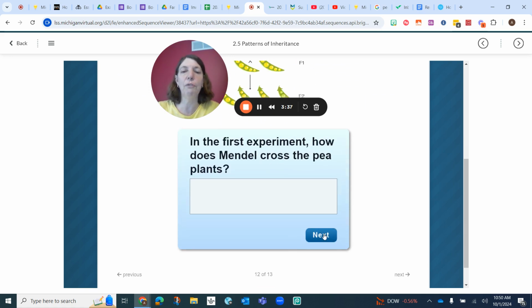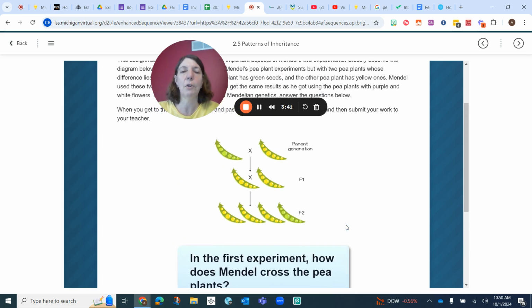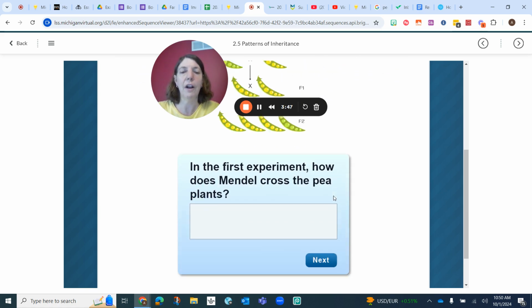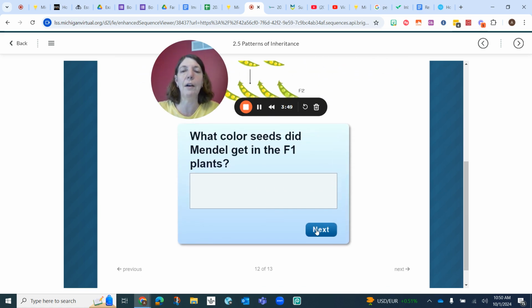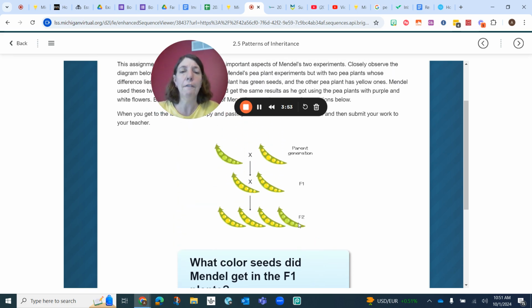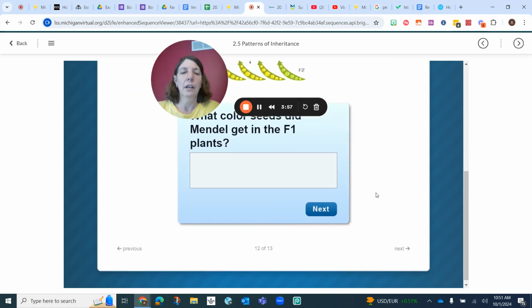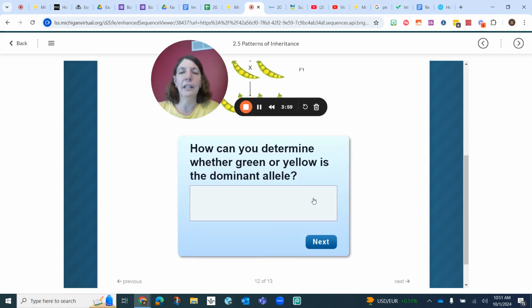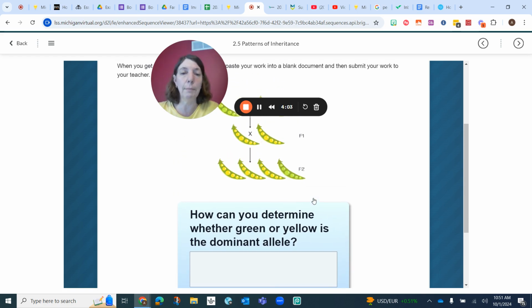And then we go further in the first experiment. How does Mendel cross the pea plants? Remember, we're talking about crossing them here, and there's an explanation on slide 10 for how he does it with the purple and the white flowers. What color seeds did Mendel get in the first generation? You can see the color here.